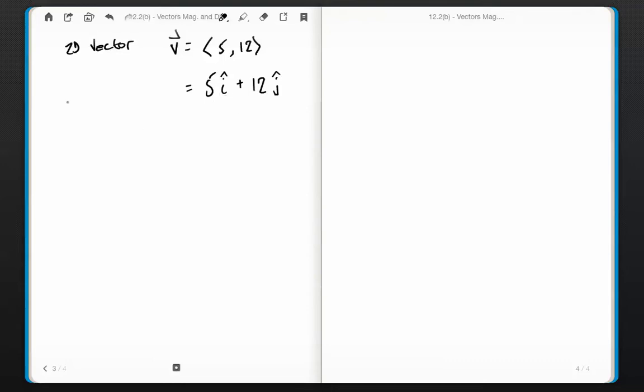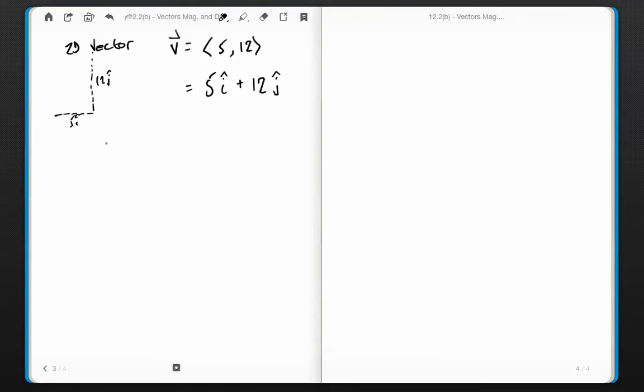If we think about that visually, it's 1, 2, 3, 4, 5 in the x direction, and then 1, 2, 3, 4, 5, 6, 7, 8, 9, 10, 11, 12 in the y direction. So this is 5i, and this is 12j. Put little hats there. Okay, 5i plus 12j.